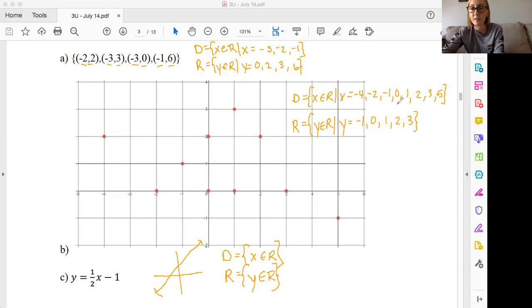I very rarely will make you do something like this. It'll usually be parabolas. I'll show you the parabolas when we get to that point. So I'm going to clear this.